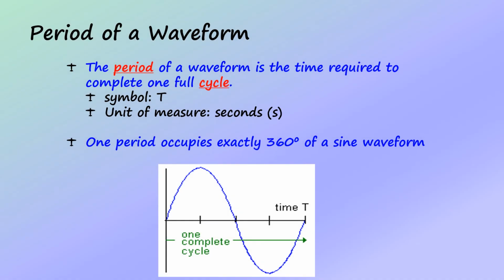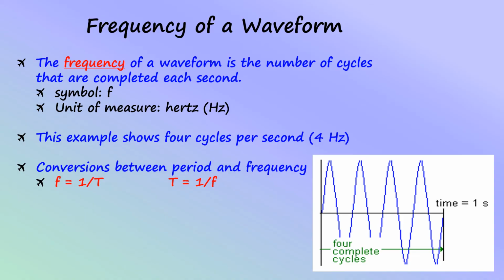The period of a waveform is the time required to complete one full cycle. It is represented by the symbol T and is measured in seconds. One period occupies exactly 360 degrees of a sine waveform. The frequency of a waveform is the number of cycles that are completed each second. It is represented by the letter F and is measured in hertz. The frequency is equal to the inverse of the period and vice versa.